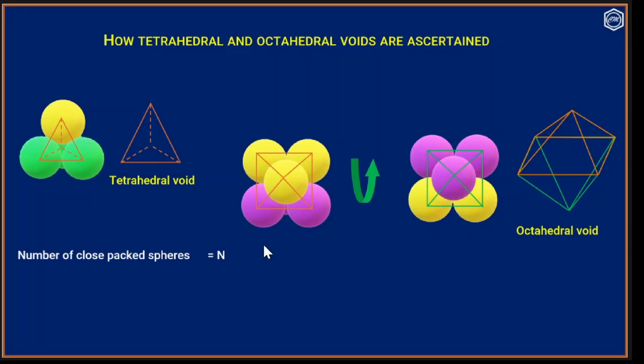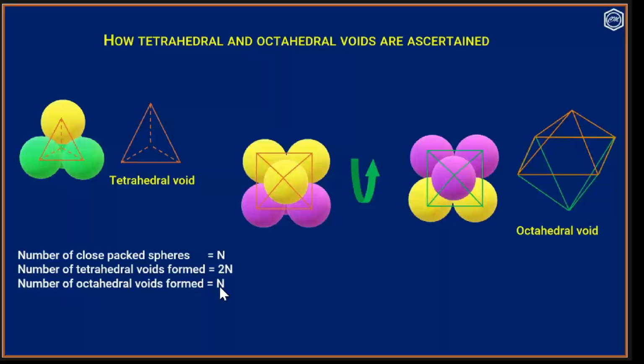And in the case of close packed structures, if the total number of close packed spheres is n, then the number of tetrahedral voids found will be 2n, and the number of octahedral voids will be n. So the number of tetrahedral voids will be double the number of octahedral voids, and octahedral voids will be equal to the number of spheres that make the structure.